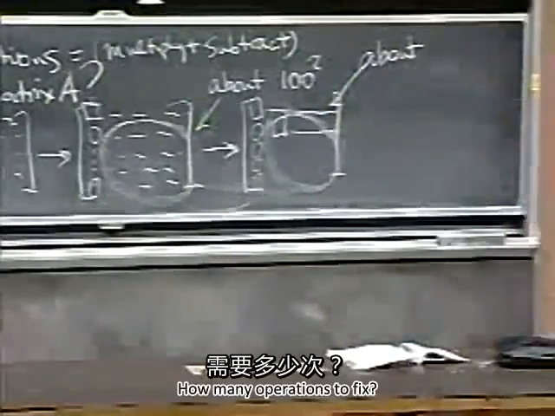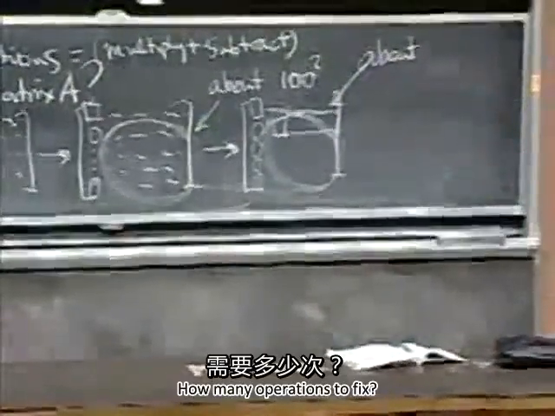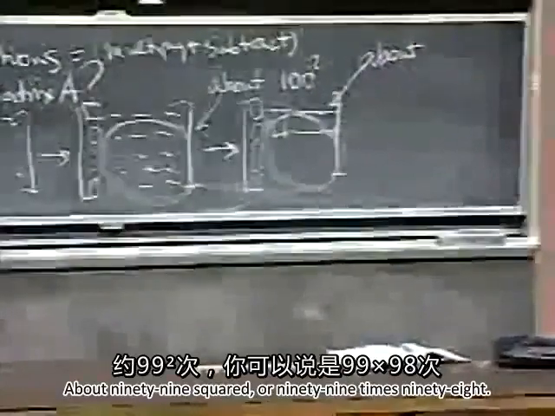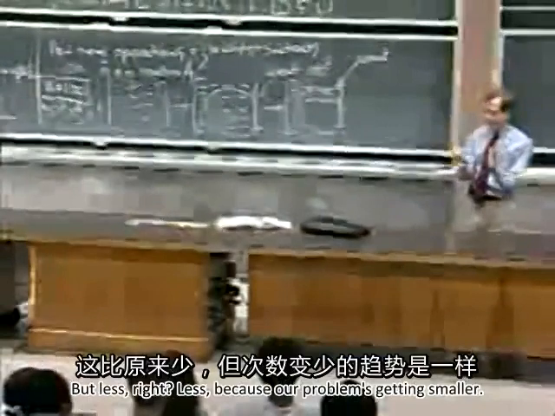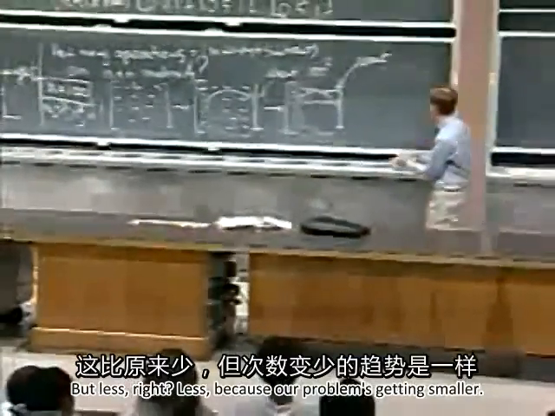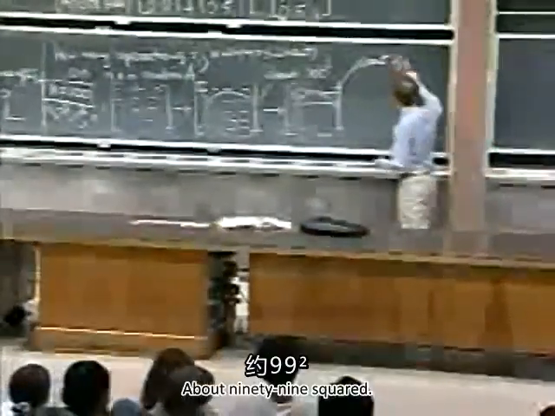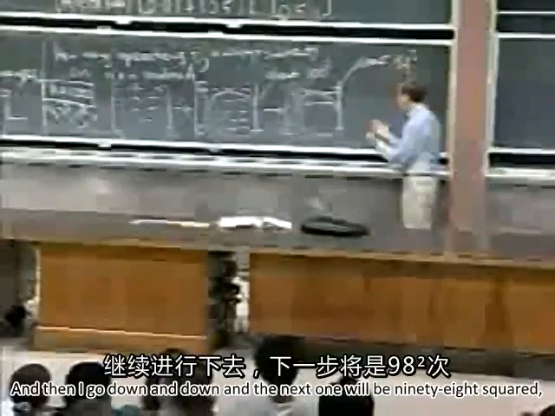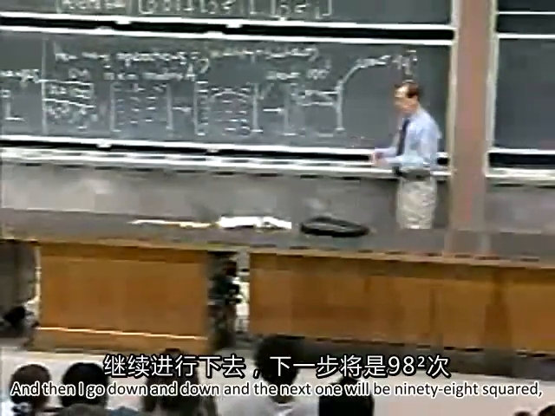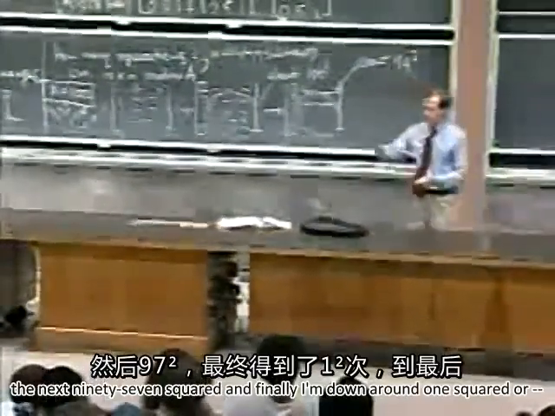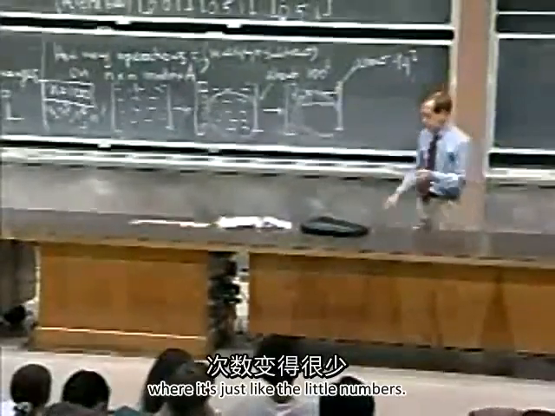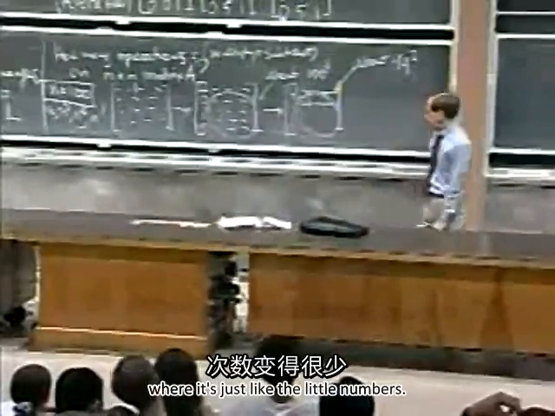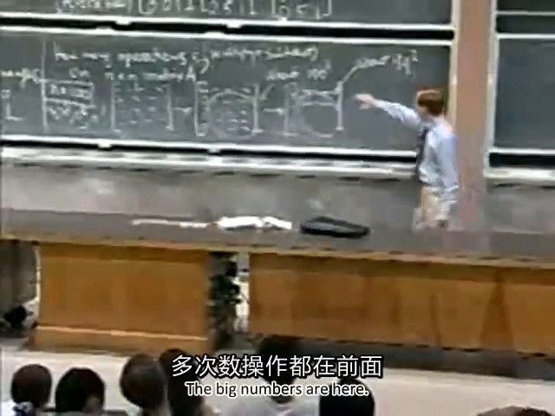How many operations to fix it? About 99 squared. Or 99 times 98, but less, right? Less, because our problem is getting smaller. About 99 squared. And then I go down and down, the next one will be 98 squared, the next 97 squared, and finally I'm down around 1 squared, where it's just little numbers. The big numbers are here.